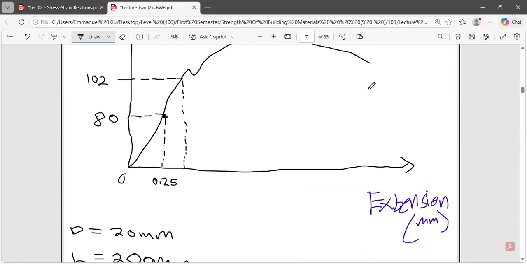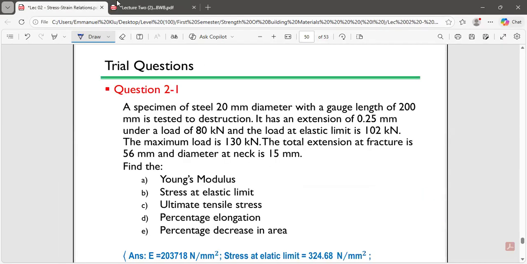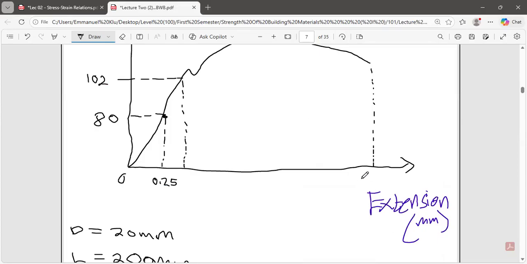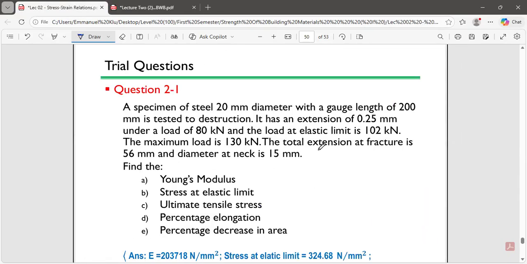So the total extension at fracture, it means that some breakage went on somewhere. The total extension at fracture was 56 millimeters. So let's put that down. This is 56 millimeters. That is 56 millimeters. So from there, what are we supposed to know next?